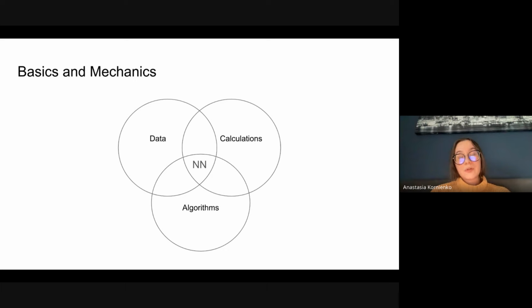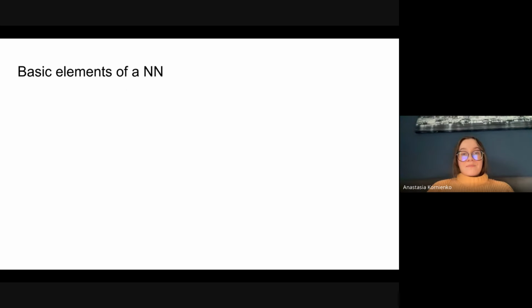Neural networks and overall machine learning use the following approach: data, calculations, and algorithm. The first is we need a lot of data that will be calculated using some algorithm that I will tell you about today.